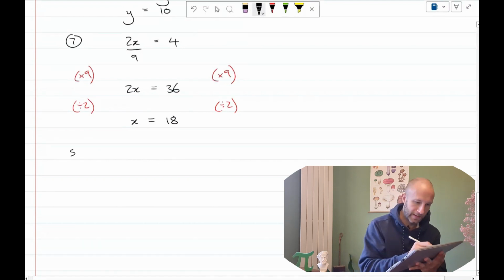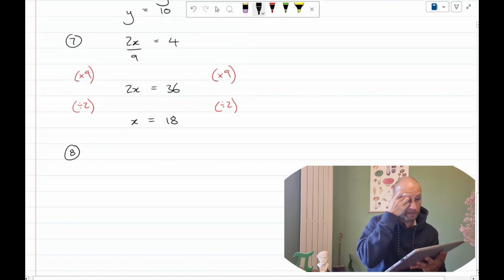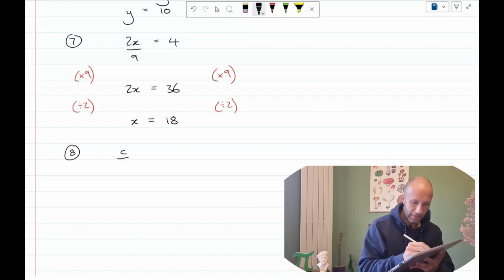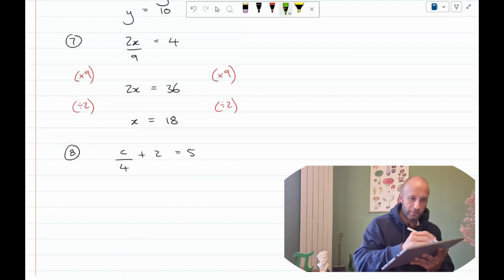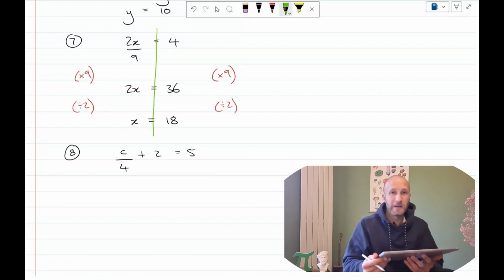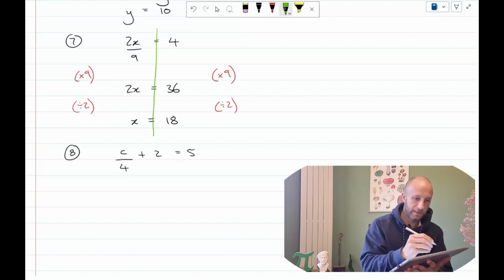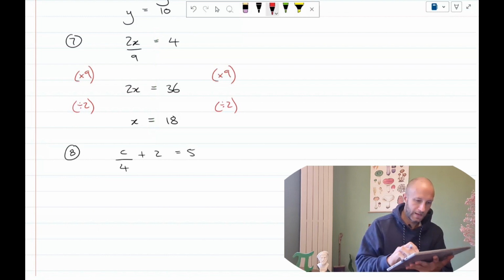So let's have fractions, and rather than the multiplication at the same time, let's have some addition and subtraction. So c over 4 plus 2 equals 5. And you may have noticed in the first video, I did draw a green line to make my equal signs line up. I'm omitting that now, but it's kind of still there, splitting the left-hand side and the right-hand side. So c over 4 plus 2.